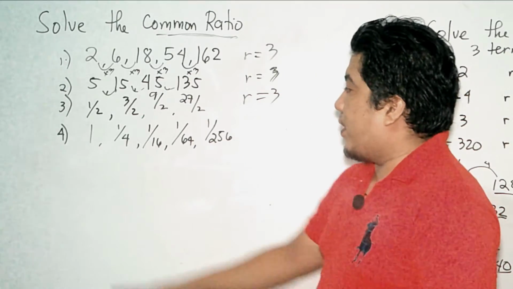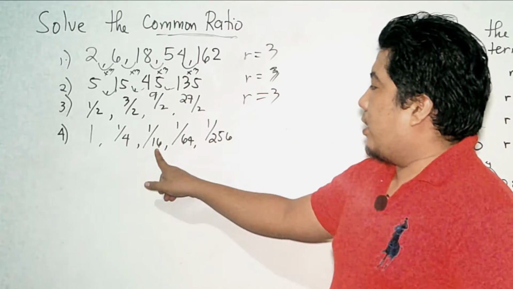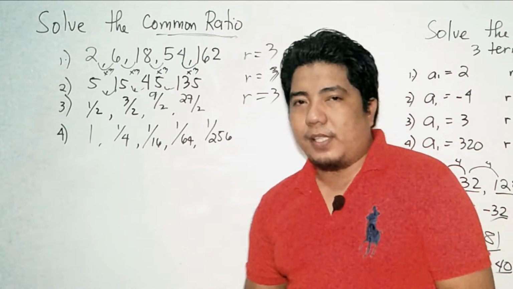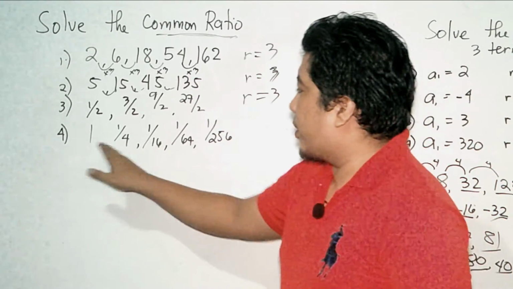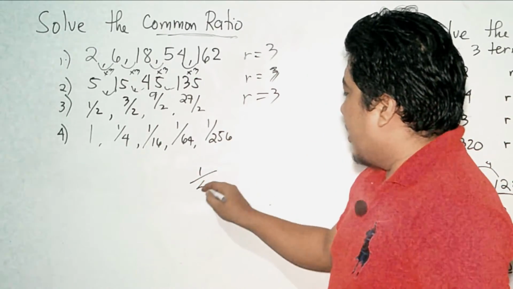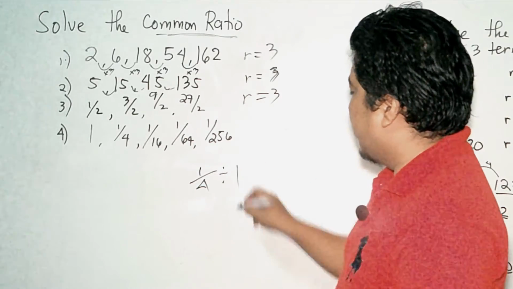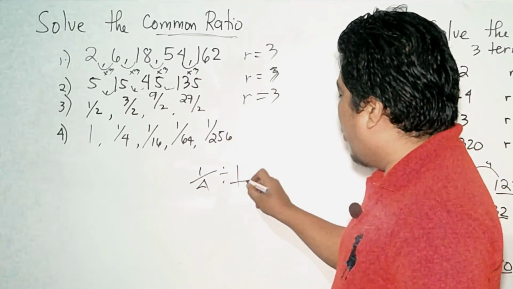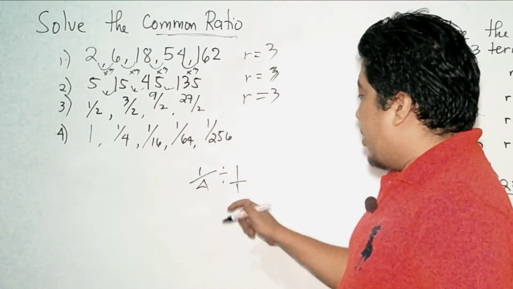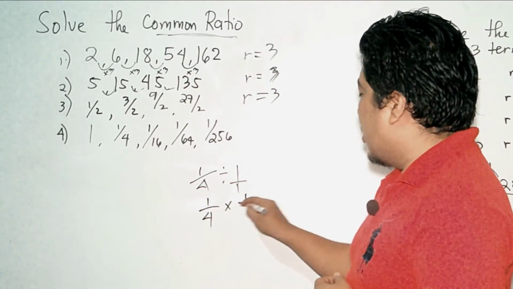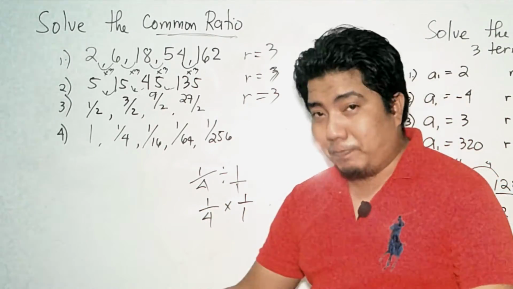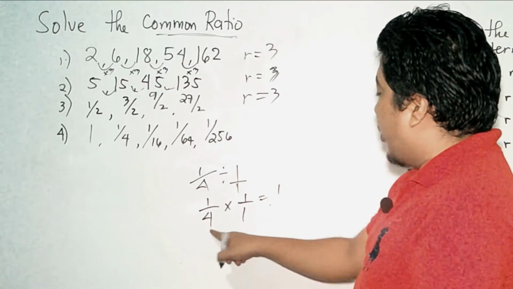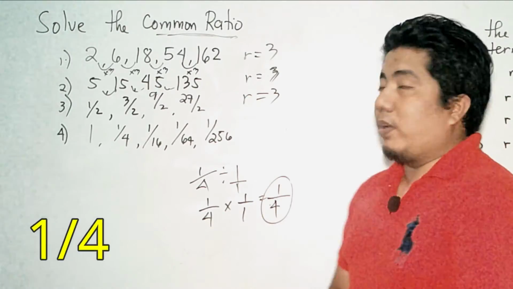Now for the final example, we have here 1. It became 1/4. Then it became 1/16. Became 1 over 64. And then 1 over 256. How did we get that? So you can divide the second term to the first term. So Ash, how do we divide that? Remember, all whole numbers have an over 1. Then, that will be 1/4 times the reciprocal of 1 over 1, which is still 1 over 1. So 1 times 1, that is 1. 4 times 1 is 4. So your answer is 1/4.